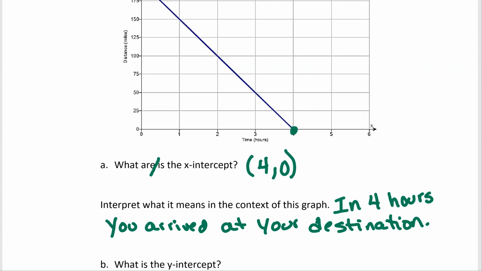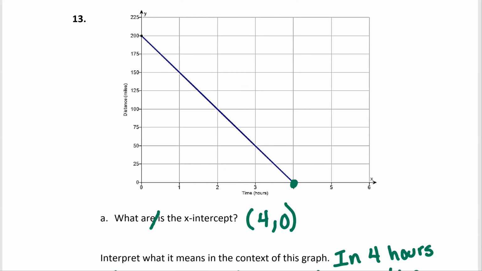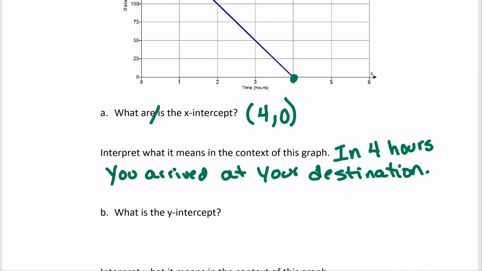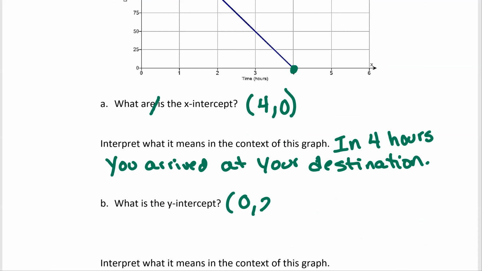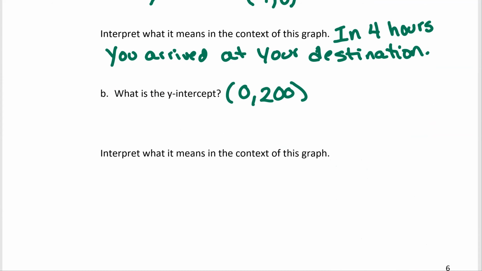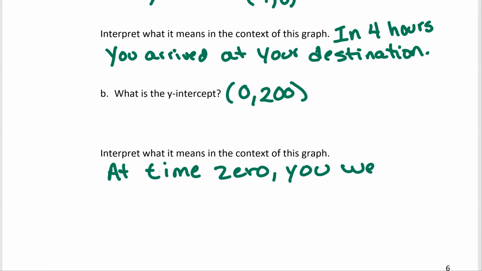What is the y-intercept? Well, the y-intercept is at 0, 200. And what does it mean in the context of this problem? It means at time 0, or when you started, you were 200 miles away.